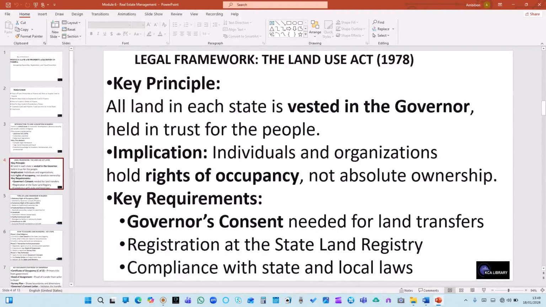Key requirement is that it requires governor's assent. So governor's assent is needed for land transfer. That is to say, for you to transfer land from one party to another, you need governor's consent. So registration at the state land registry and compliance with state and local laws.